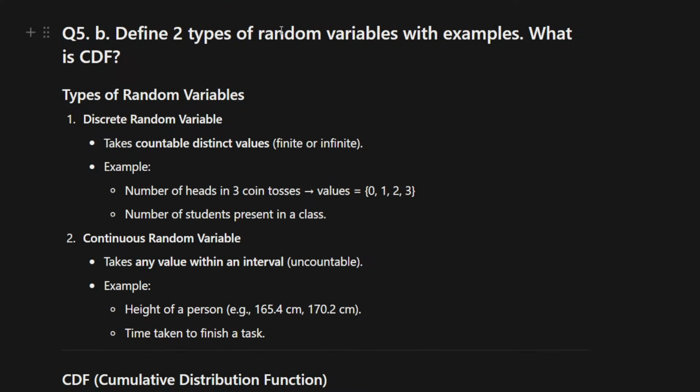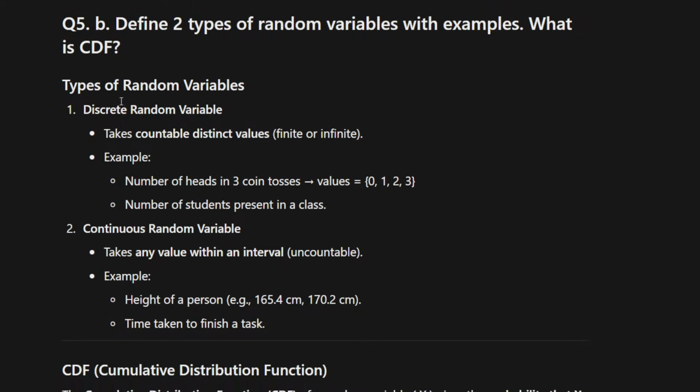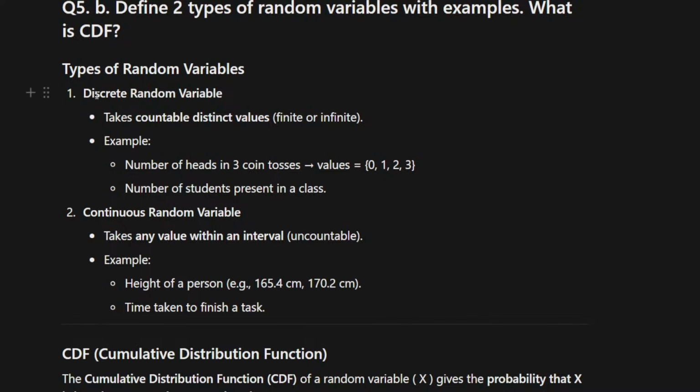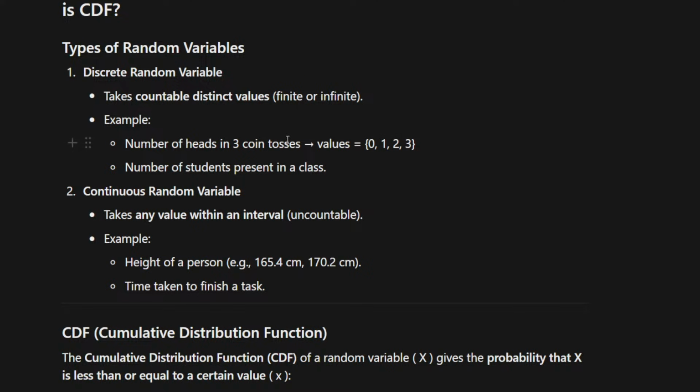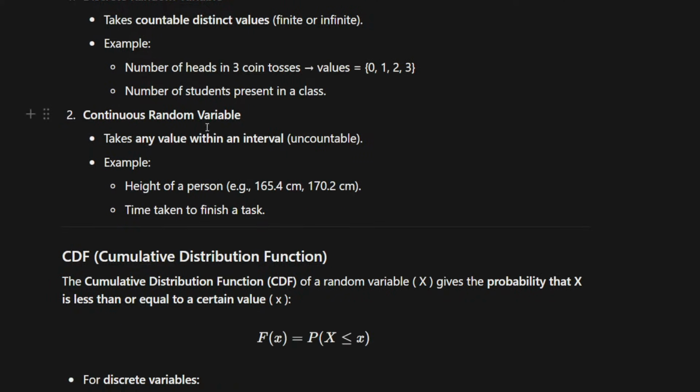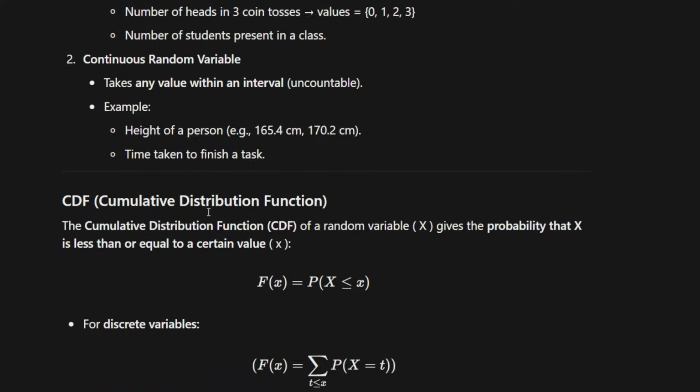Define two types of random variables with examples. What is CDF? The two types of random variables are discrete and continuous. Discrete random variables take countable distinct values. It may be finite or infinite. For example, the number of heads in three coin tosses: 0, 1, 2, 3. A continuous random variable takes any value within an interval. It is uncountable. Examples: height of a person, time taken to finish a task, etc.